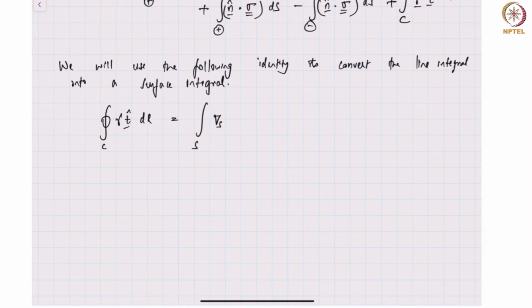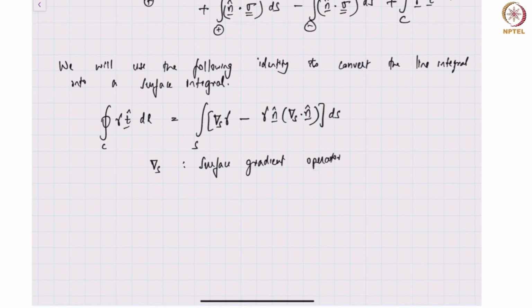I have del s gamma minus gamma n hat del s dot n ds, where del s is a surface gradient operator, and for a flat interface the regular gradient operator del and del s mean the same, but to distinguish that this is a surface gradient operator valid for taking the gradient of a scalar quantity along a curved surface where n hat, the normal vector, is changing orientation, we put a subscript s.